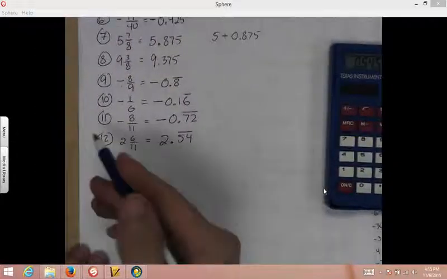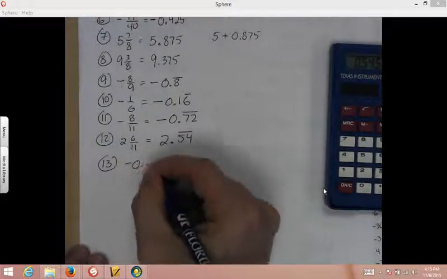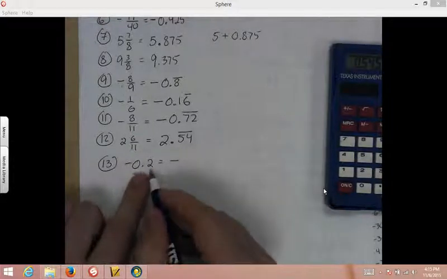Alrighty, so number 13, we've got negative 0.2. Well, when I look at this, first of all, I know it's going to be negative. Second of all, the proper way to say this is 2/10.